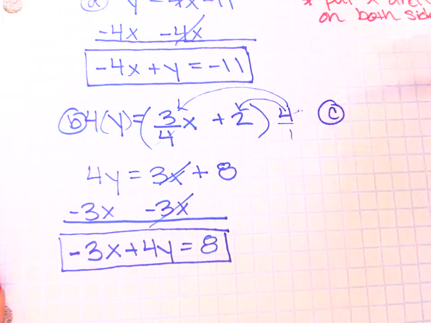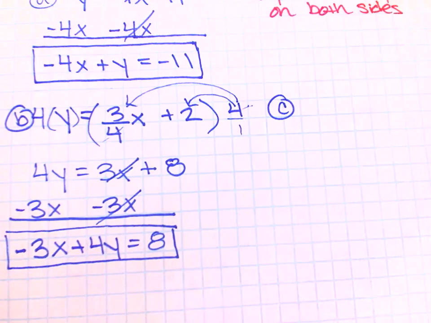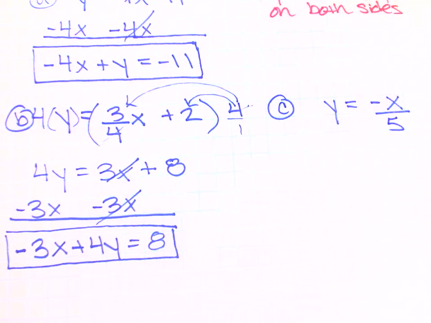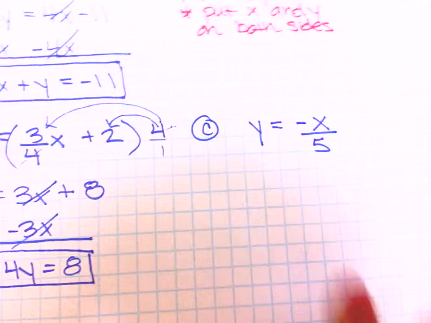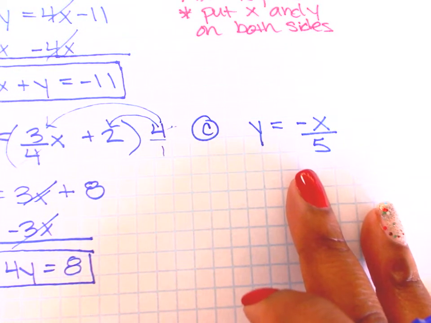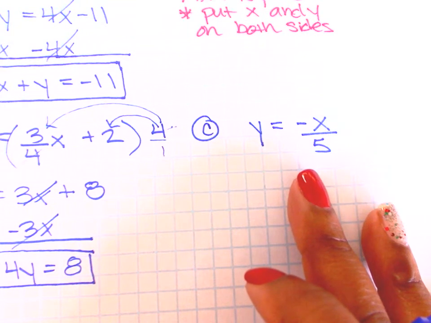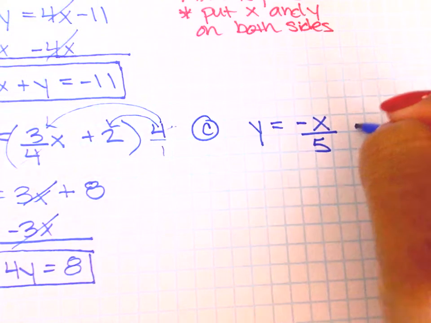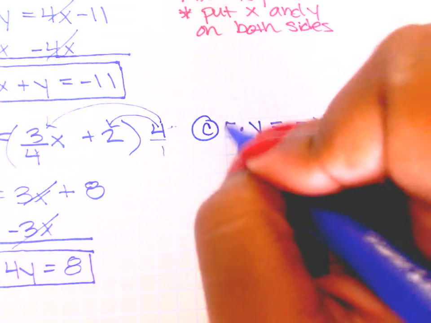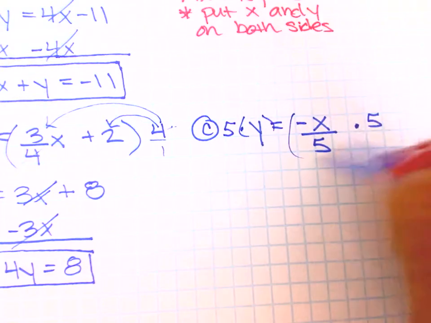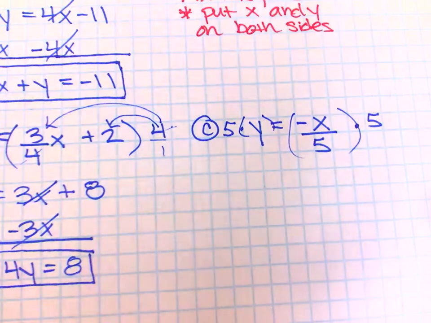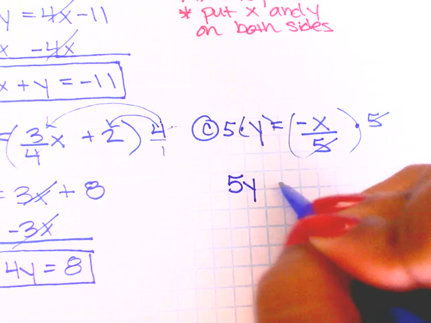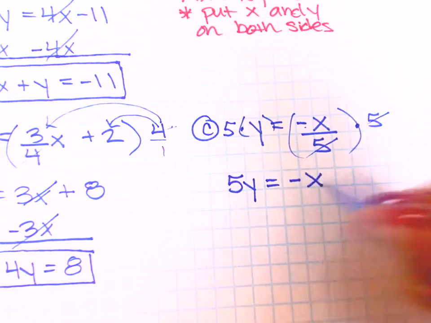Let's put it on the side, example C, just to give you another example. I have y equals negative x over 5. Okay, I'm going to multiply by 5 on both sides to get the x by itself, not as a fraction. Okay? So multiply by 5 on both sides. Whatever you want to do, parentheses. 5's cancel on that side. 5 times y is 5y equals negative x.